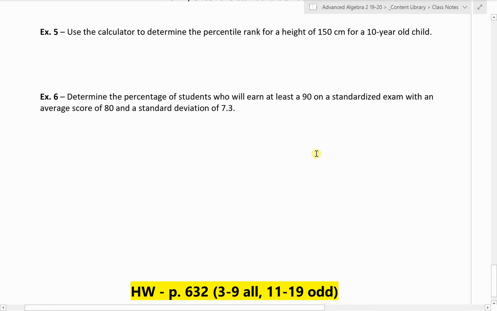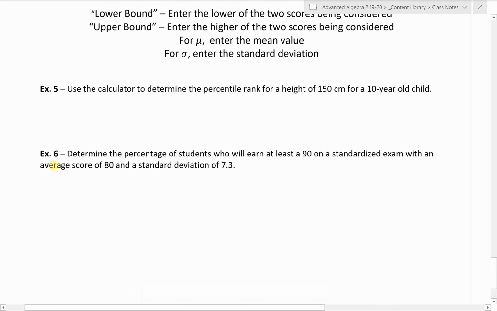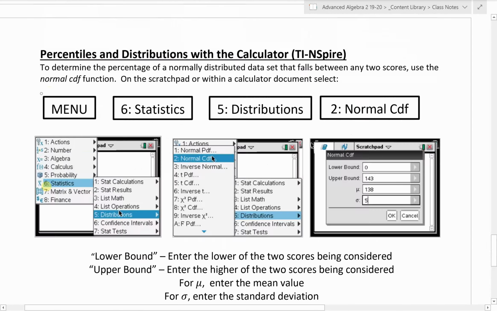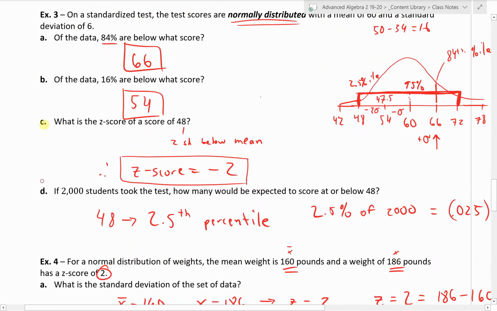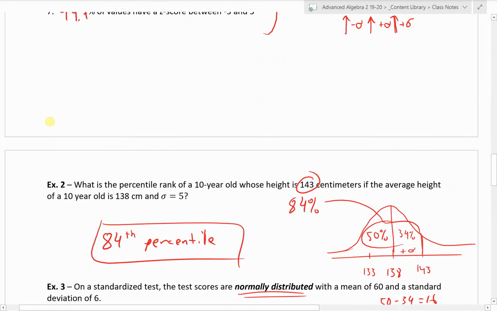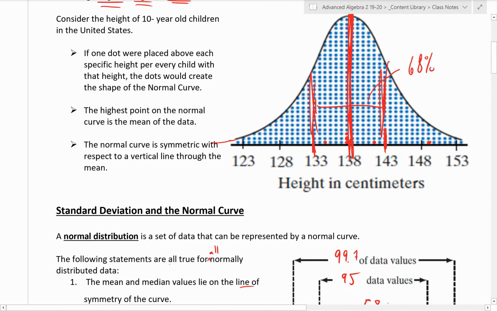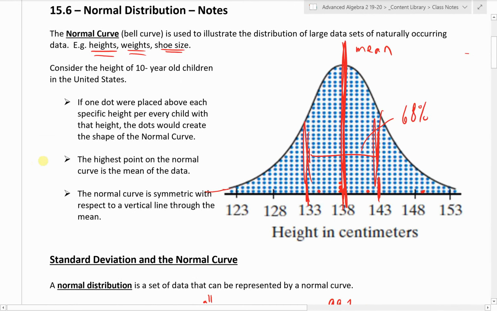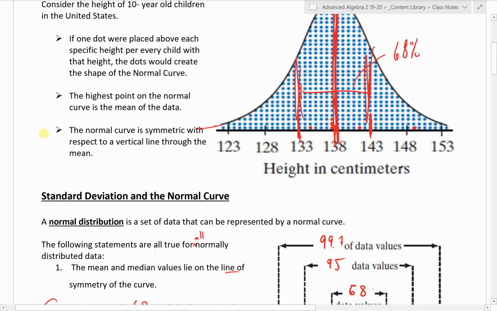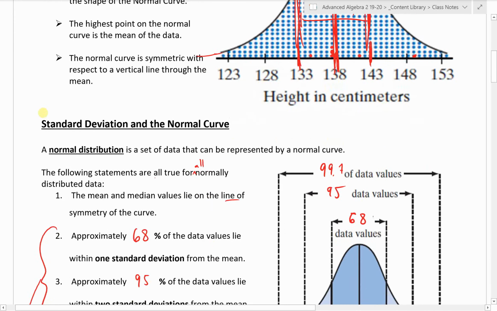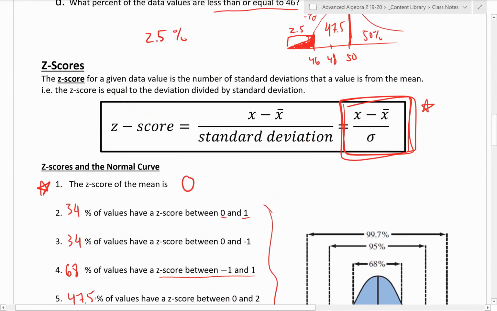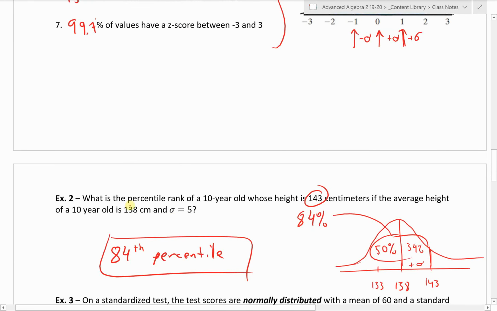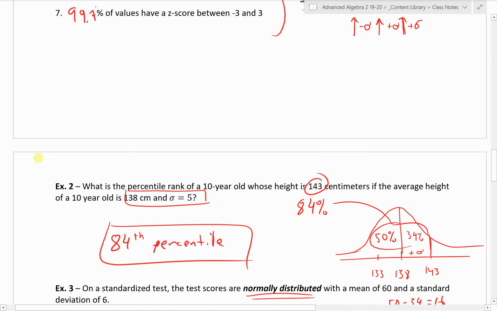So it says use the calculator to determine the percentile rank for a height of 150 for a 10-year-old child. Okay, so let's remember here. It'd be easy to get our data sets crossed up, but for the 10-year-old children, if we go way back to the beginning, we saw that the average height of a 10-year-old child was 138, and the standard deviation was 5. All right, we saw that here as well. Mean is 138, standard deviation is 5.